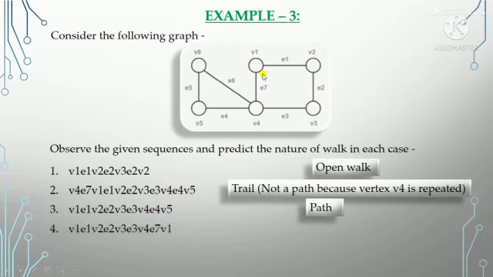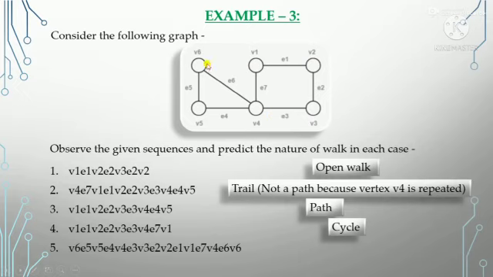Next one is V1 E1 V2 E2 V3 E3 V4 E7 V1. So what is it? It becomes a cycle. Why? Because only the starting and ending vertex are the same. Otherwise, no vertex is repeated and no edges are repeated, so it becomes a cycle.